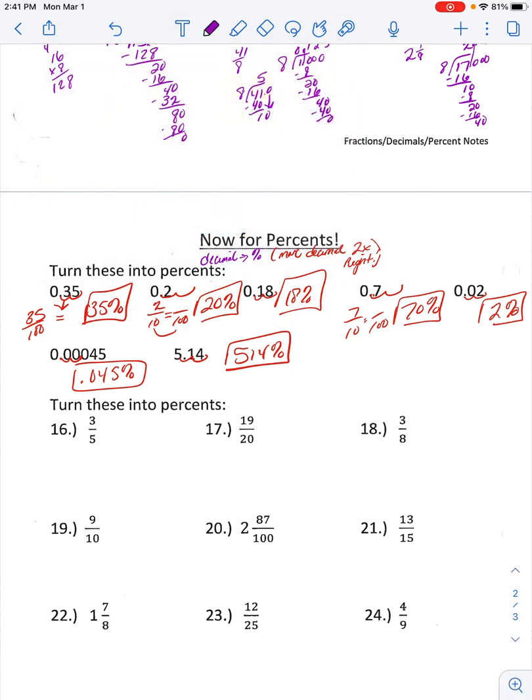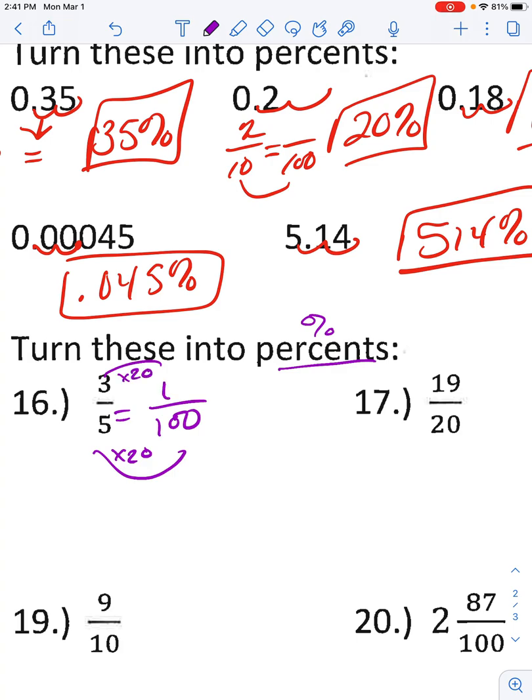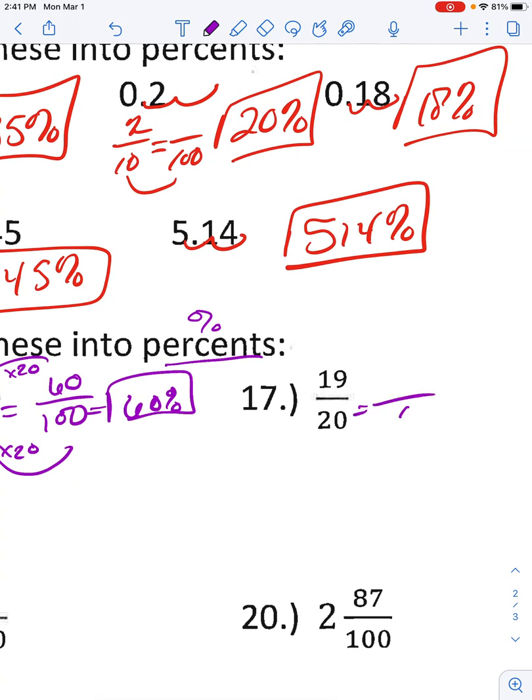The next set, we're turning fractions into percentages. Again, percentages are always out of 100. So we can make equivalent fractions out of 100. 60 out of 100 is 60%. 19/20ths out of 100, since we're doing percentages, is 95 hundredths, or 95%.